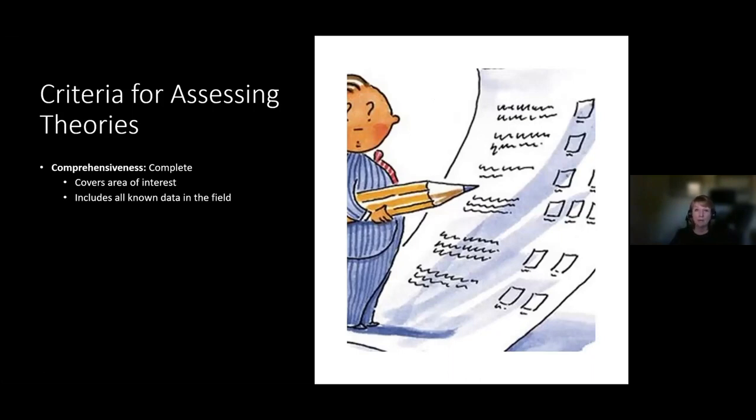But if you look at some of the older theories that have been around for a long time, like agency theory, for example, it's been around for a long time. It's been tested again and again and again, and it's quite comprehensive because it's been used in so many different situations.